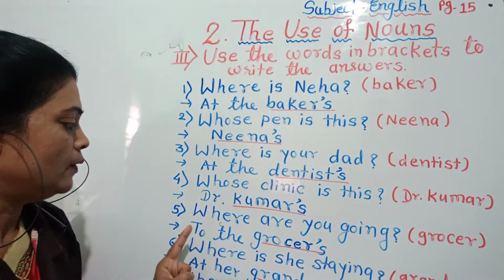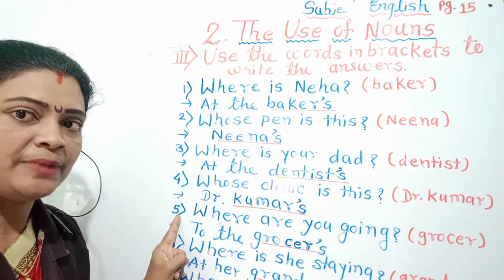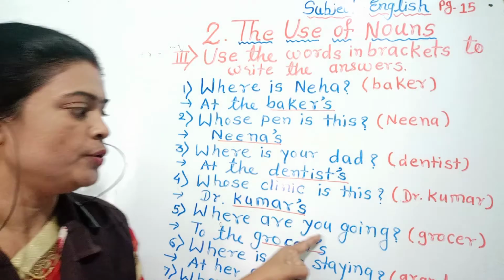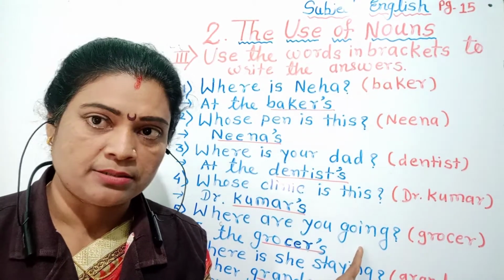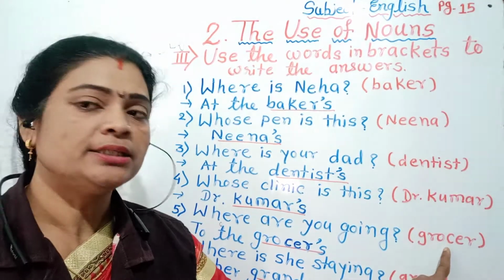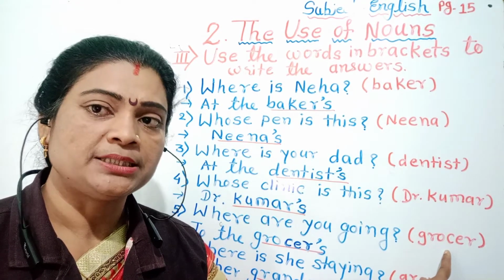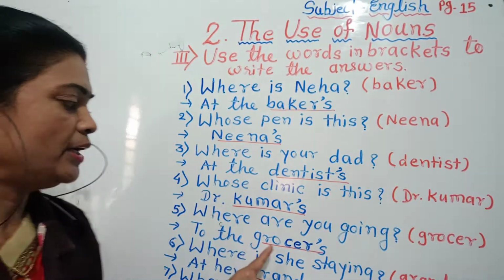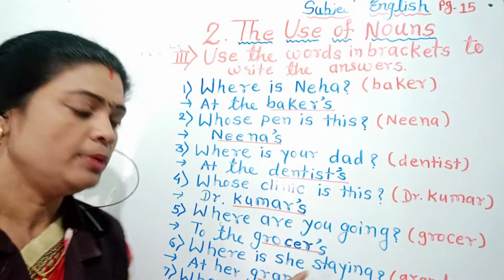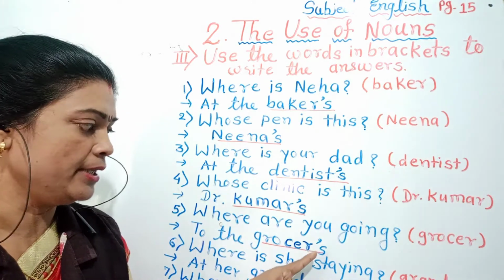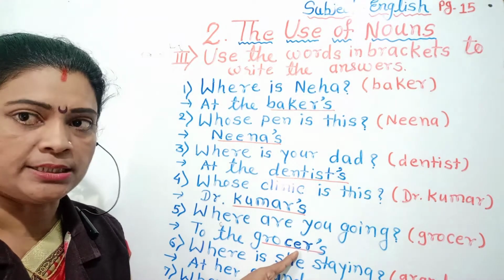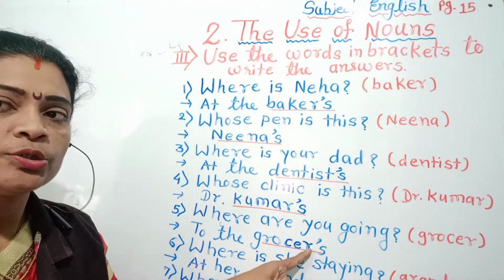Now let's see the next example. Fifth example. Where are you going? That means we want to know the place. In the bracket there is grocer. The place given is grocer. So how can you write this answer? In the possessive form, look here, to the grocer's. We are using apostrophe s here. It indicates the place. That's why we are using apostrophe s here.